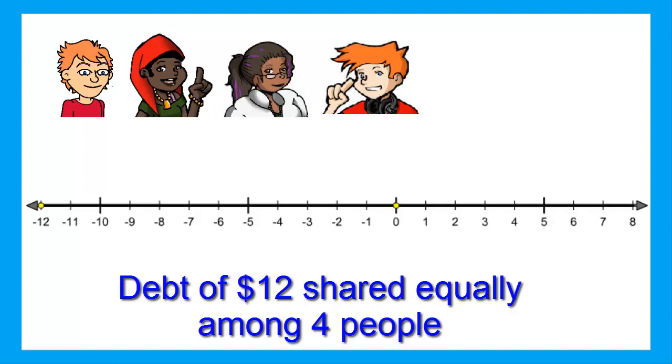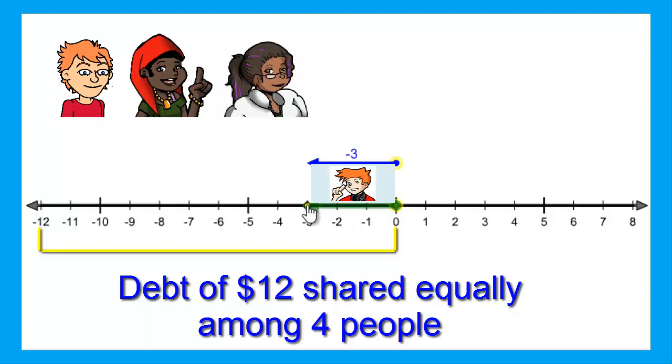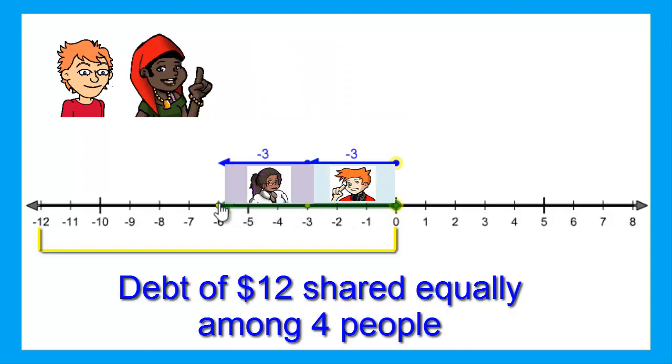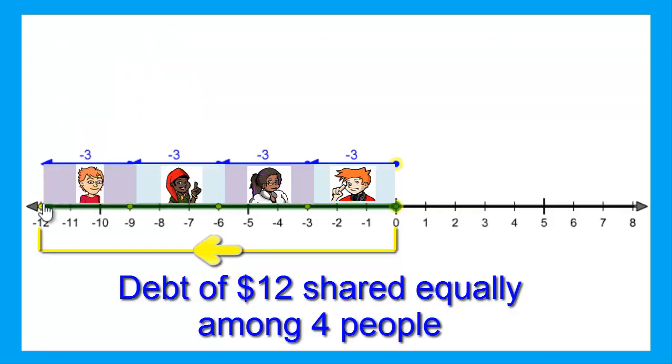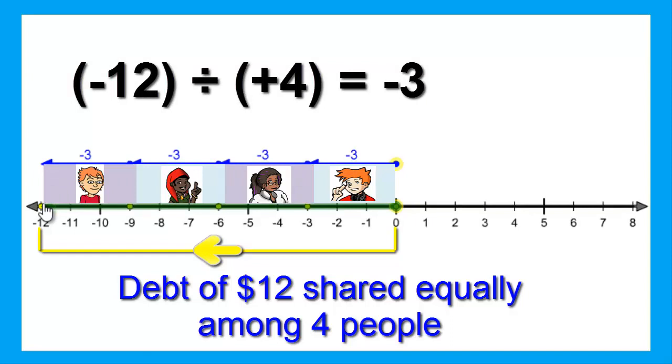To equally share the debt 4 ways, on a number line we have to get from 0 to negative 12 in 4 equal moves. What would each of those moves need to be? Each move would need to be 3 units, and to get to negative 12 they would each have to be in the negative direction. Therefore, negative 12 divided by positive 4 equals negative 3.